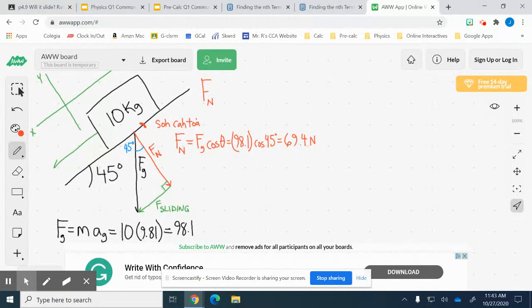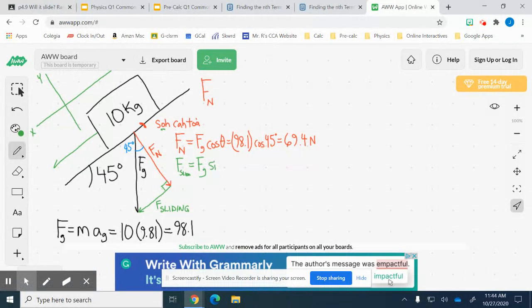So now that's the normal force, and now we've got to figure out the force of the sliding. So let's do that. We'll put that right under there, the force of the sliding equals the force of gravity. And now it's the opposite leg, right? So that's the O, opposite, in SOHCAHTOA. So that is going to be the sine of the angle. So that's going to be 98.1 times the sine of 45 degrees.